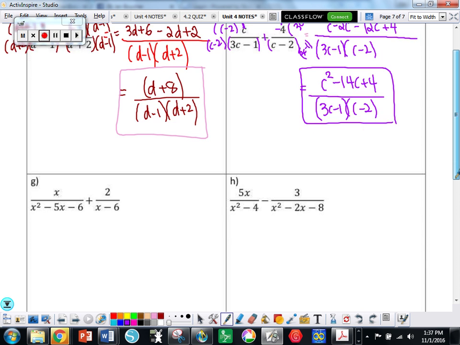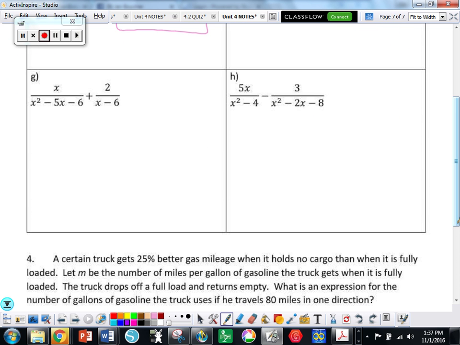How is part G a little bit different? It's a trinomial, not a binomial, right? So you need to play the game with the denominator here. We're looking for two numbers that multiply to a negative 6 and add to a negative 5. Raise your hand when you know what it is. So x what? Minus 6, x plus 1.